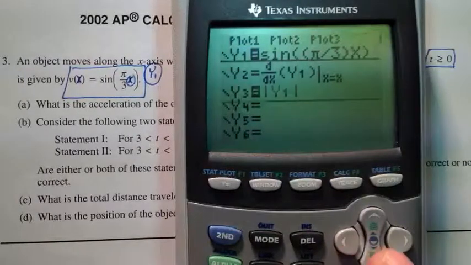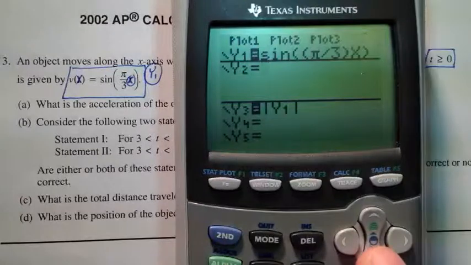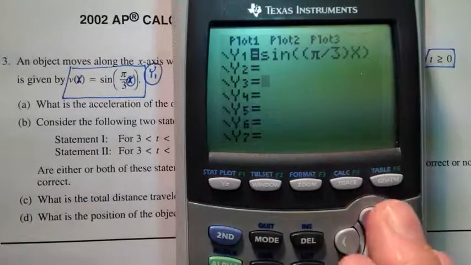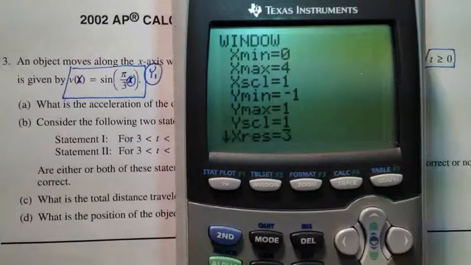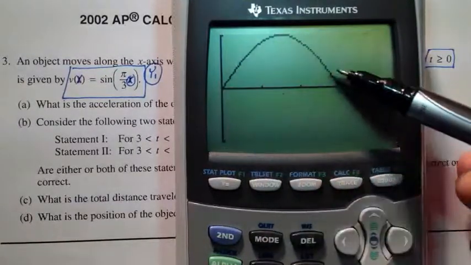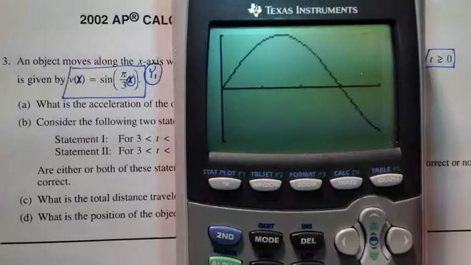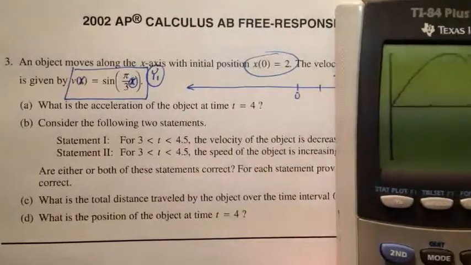What I also did, we're going to need this later on, and I'll show you how to do that as well. So for right now, let's just go ahead and leave it as the sine of pi over 3 times x. That's our velocity, and if we wanted to, we could just graph that velocity over the time interval from t equals 0 to t equals 4, and you can see the velocity is positive for a while and then the velocity is negative.